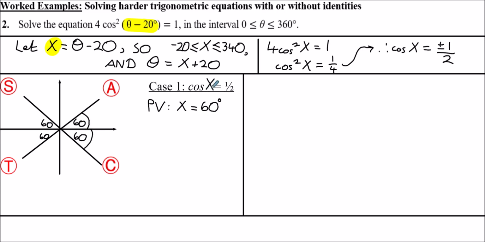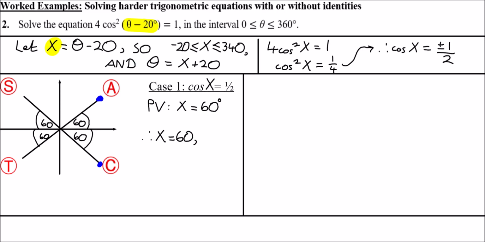Now, if cos of big X is positive a half, we now need to consider in which quadrants it's allowed to be in. So whereabouts is cos a positive function? Well, cos is positive in the A quadrant here. It's also positive in the C quadrant down here. Now, the range for big X we're requiring is from -20 up to 340. And so 60 is valid, so we can have big X being 60, which is allowed.